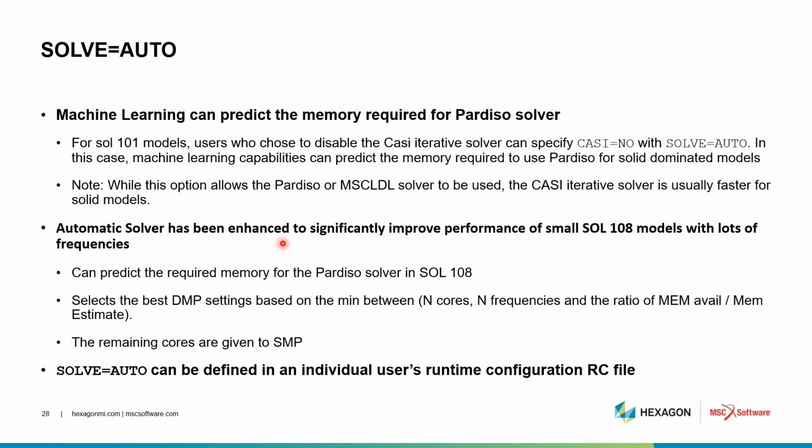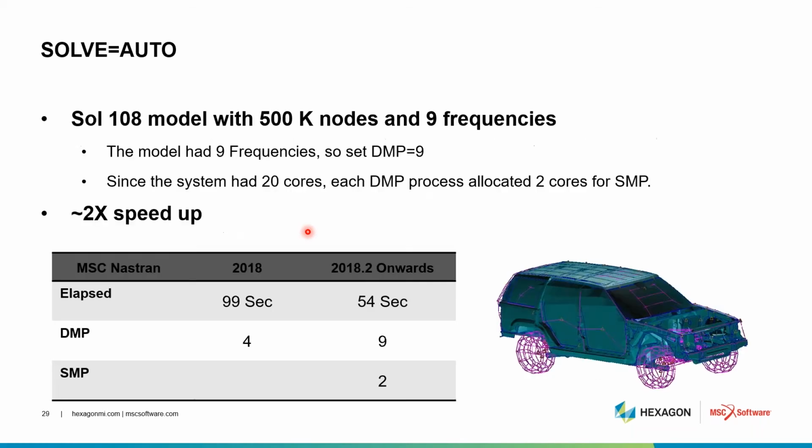The automatic solver has been enhanced significantly to improve the performance of small solution 108 models with lots of frequencies. Nastran can predict the required memory for the Pardiso solver in solution 108, and it selects the best DMP settings based on the minimum between the number of cores and frequencies and the ratio of memory available divided by memory estimate, and the remaining cores are given to SMP. SOLVE equals AUTO can be defined by the individual runtime configuration RC file, so in your installation itself as well, you can specify this.